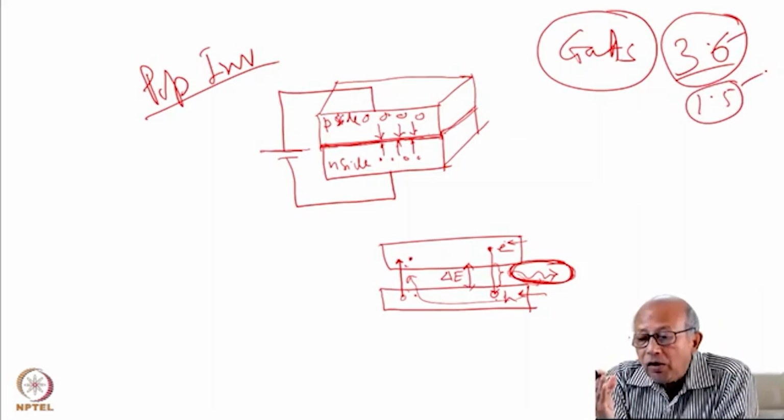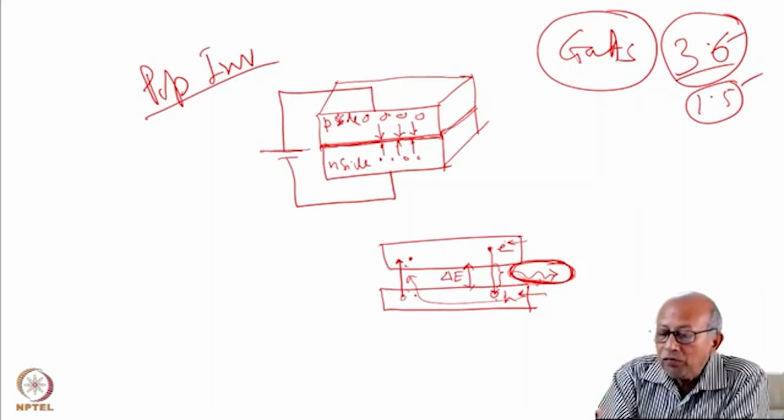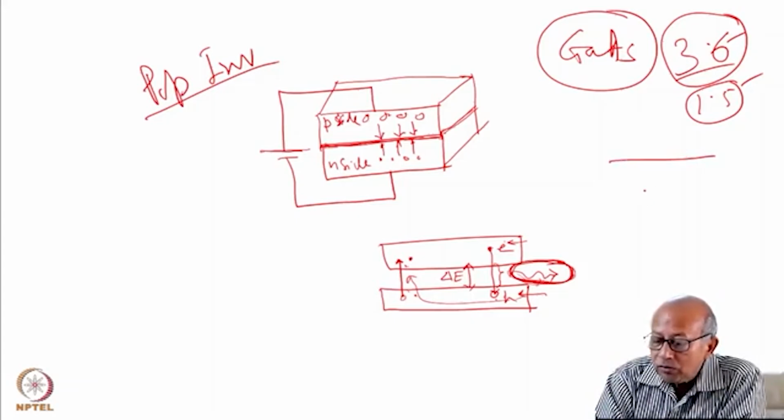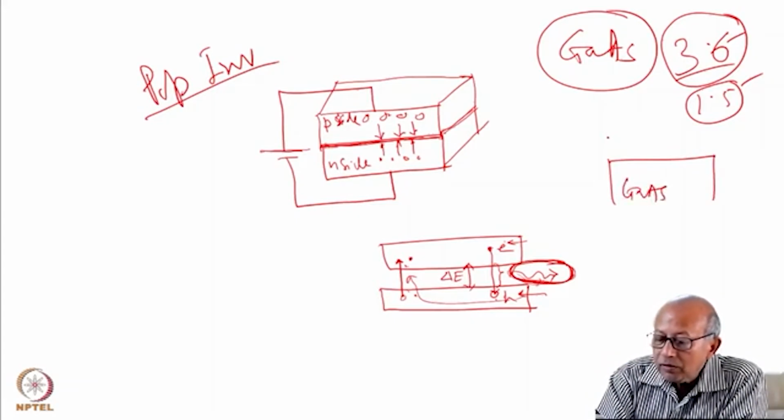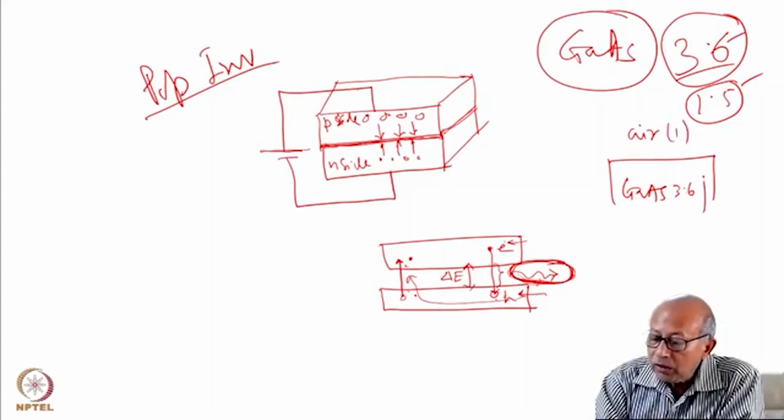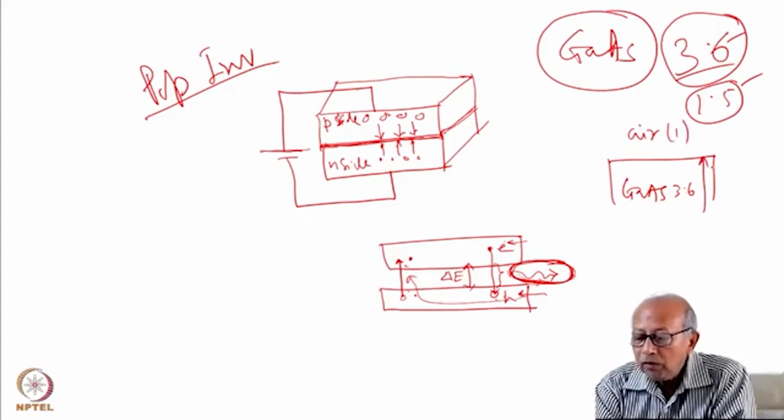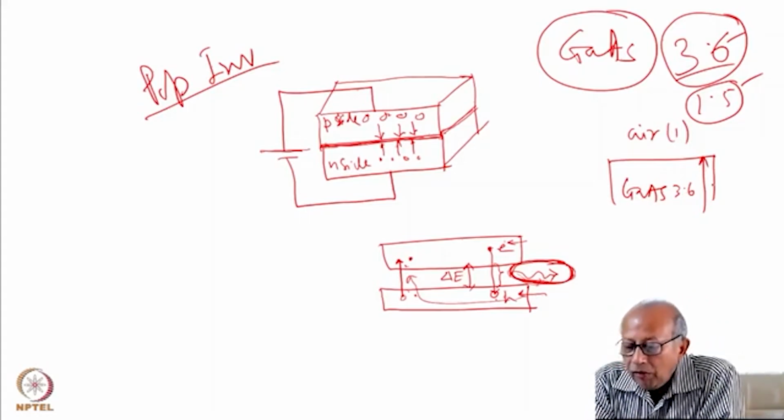Therefore, the Fresnel reflection, that is the reflection when light falls, so this is gallium arsenide, and this is air. So its refractive index is 3.6. So the Fresnel reflection is the reflection at normal angle of incidence.